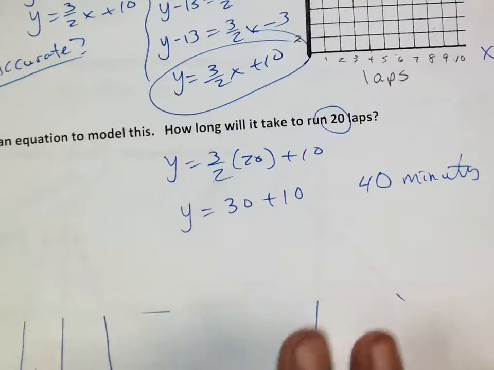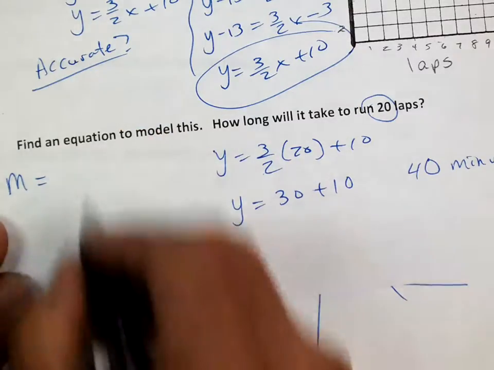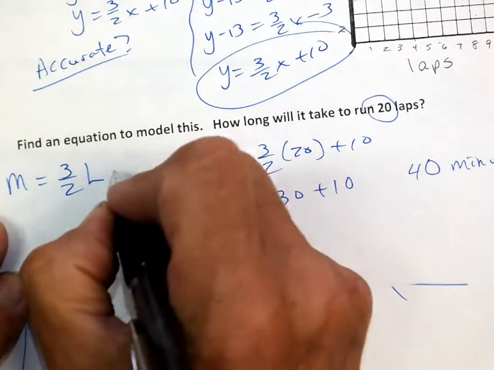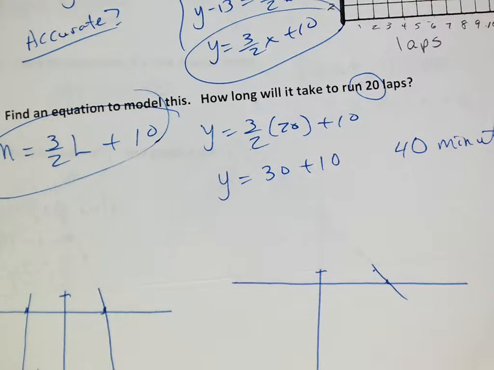Now, one thing I would do, and you don't have to do this, but I would have changed my equation to m equals 3/2 L plus 10. Why do I like those variables better? Why m and l instead of x and y? Anna, why would I use m and l instead of x and y? Please tell me. I have absolutely no idea.